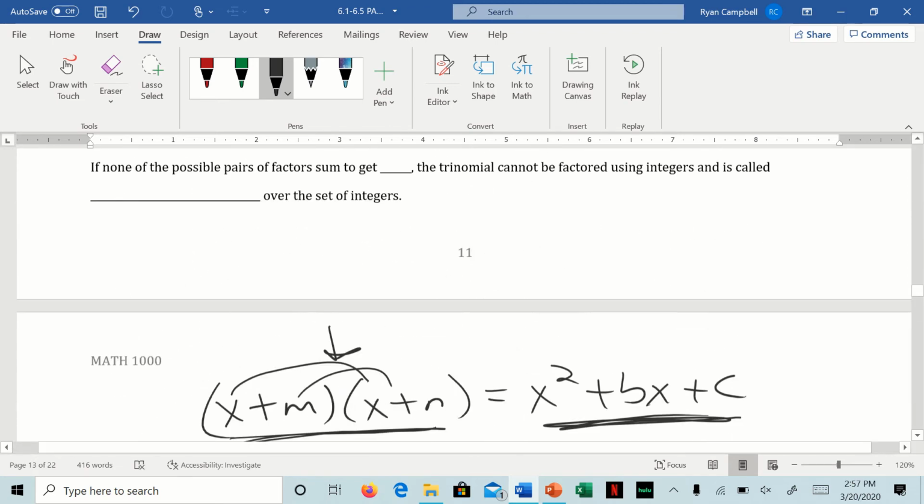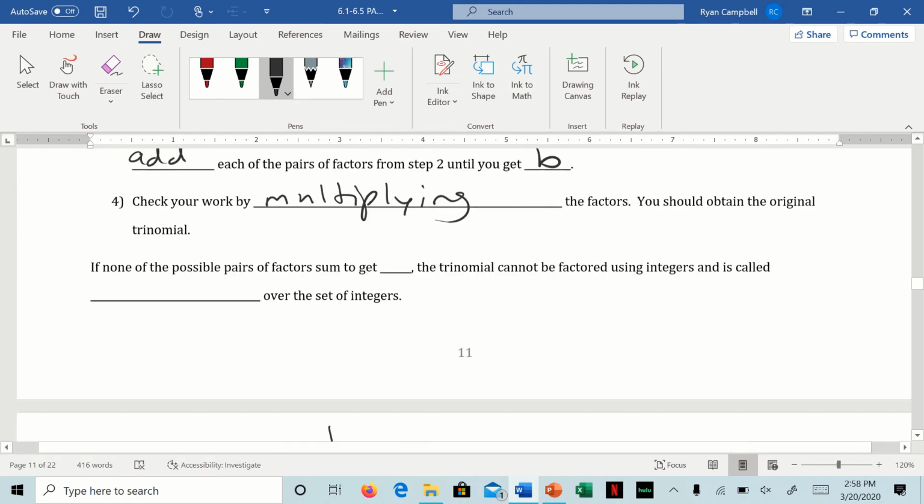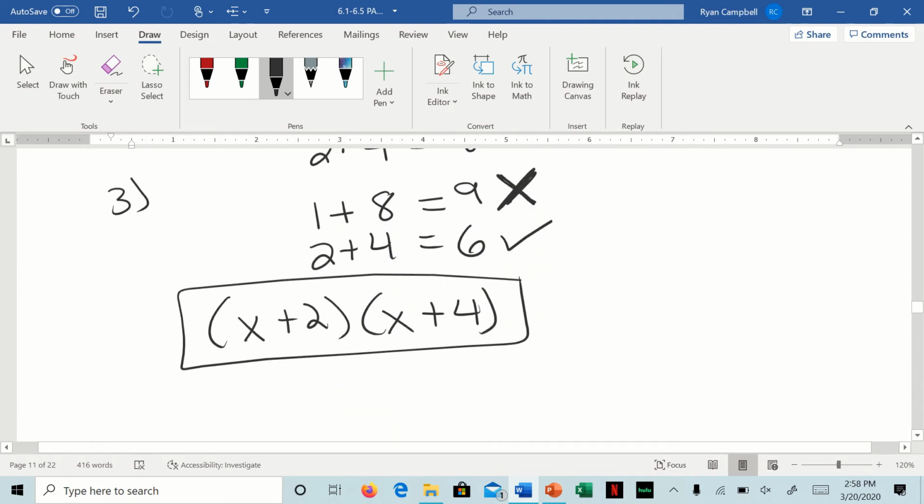And so lastly, what we can do is, if we want to, we can just check our work by multiplying them out. You don't have to do this, but it's a good way on a test. If you're trying to figure out if you have it right, that's a good way to just double check yourself.